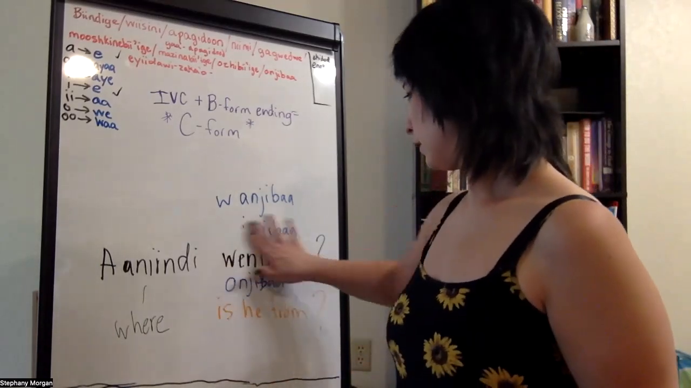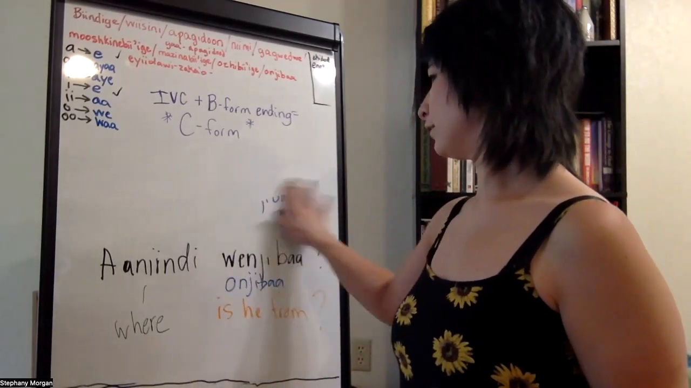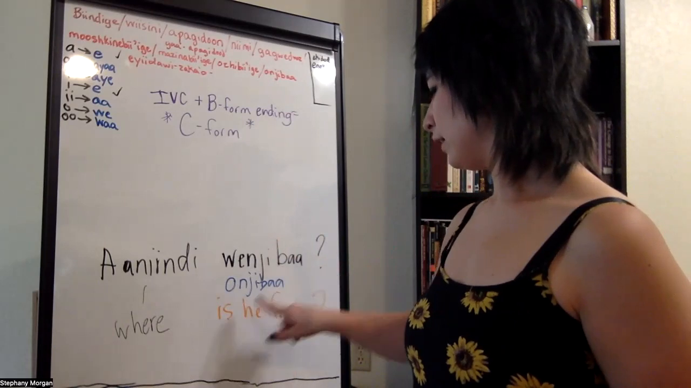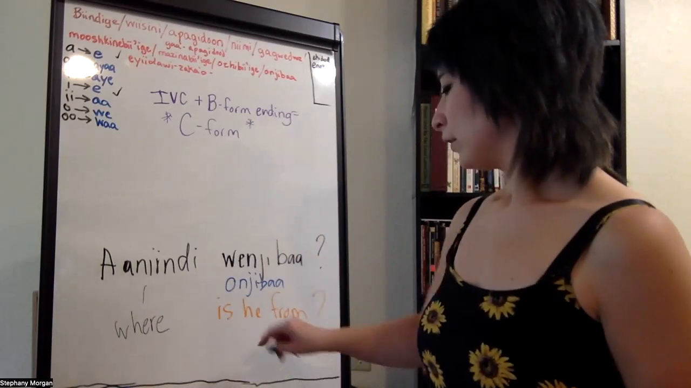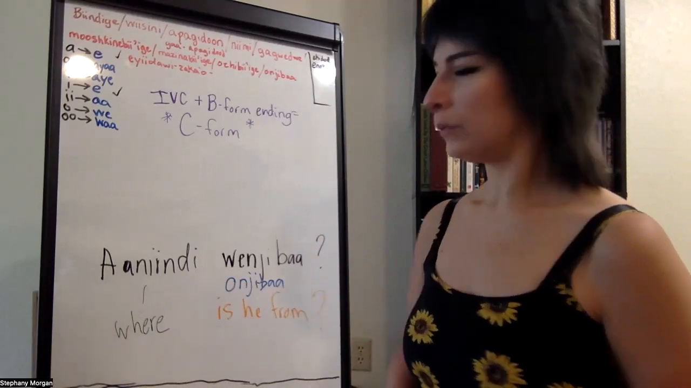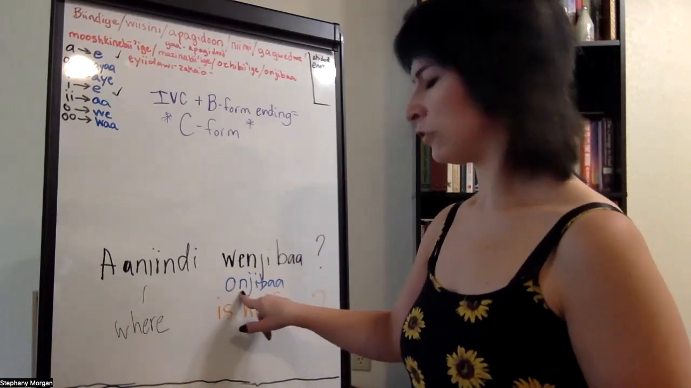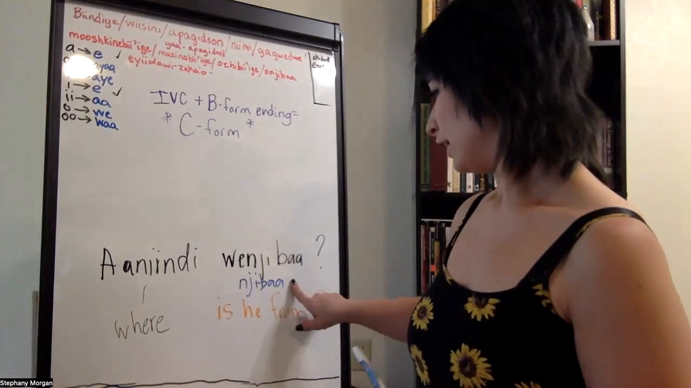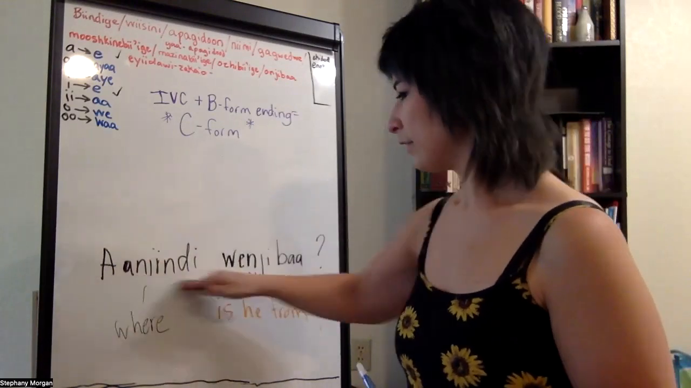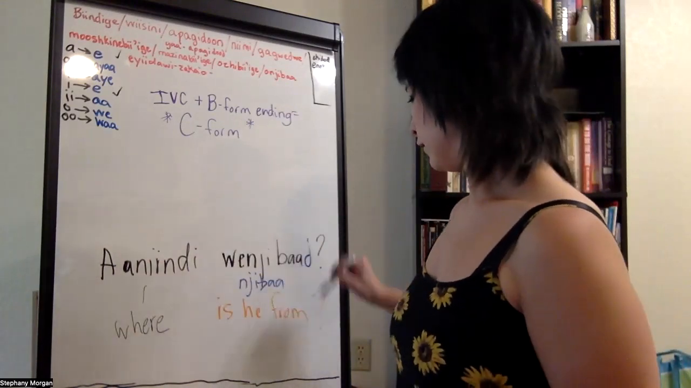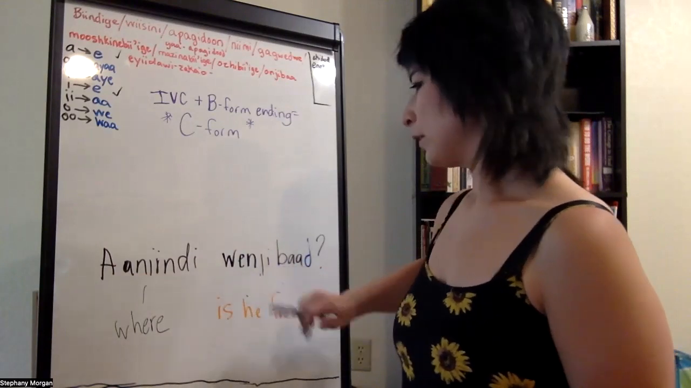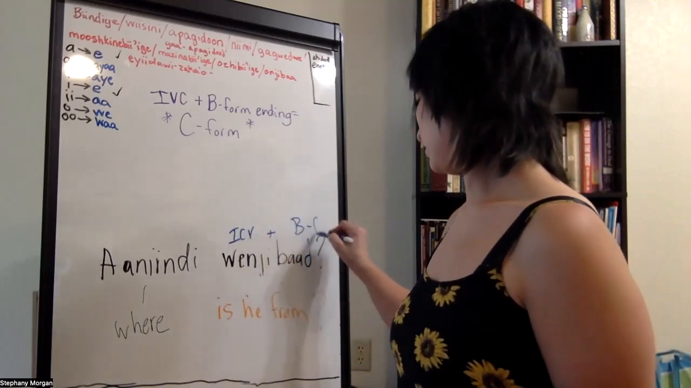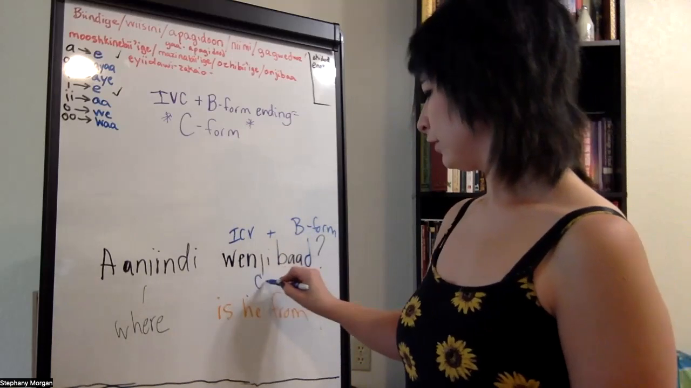So now we're gonna look over here. We know Onjiba is the root word. She or he comes from a certain place. So when we have where, Wenjabad, you're saying, is he from? If you tried to put Anindi Onjiba, it wouldn't make sense. It would be saying where he is from a certain place. It would not work. So that's why you need to apply that initial vowel change and your B form ending. And this sentence, Anindi Wenjabad, is C form because you have the ICV plus B form, and that equals C form.